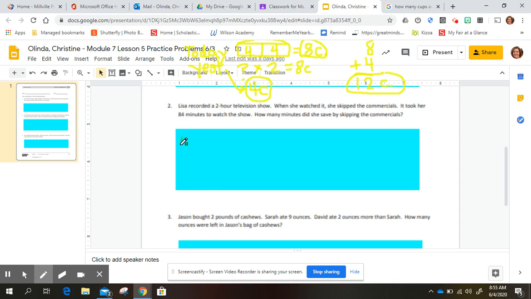All right, so we know that Lisa, since we have to use a tape diagram, watched a 2-hour television show. So I'll draw my tape diagram with 2 boxes, and that's 2 hours. We have learned from our conversions in the past week that 1 hour is the same as 60 minutes. And I need to know that because they're not asking my answer in hours. They're asking me in minutes. So they're giving me numbers in hours, but they want the answer in minutes.